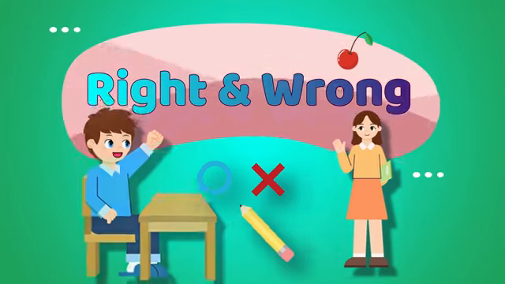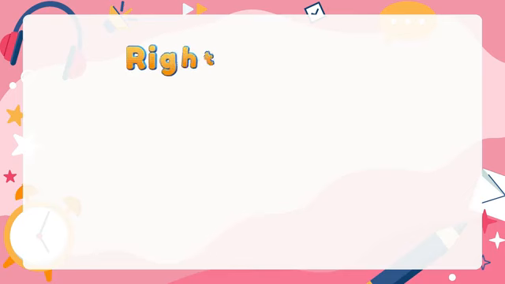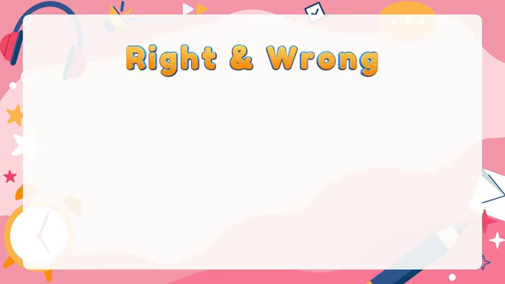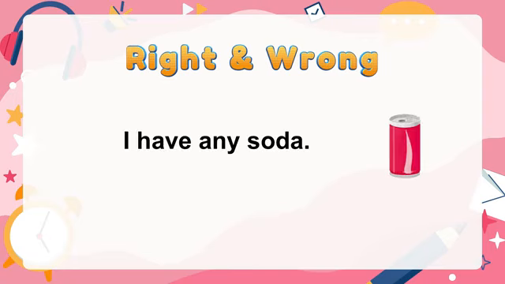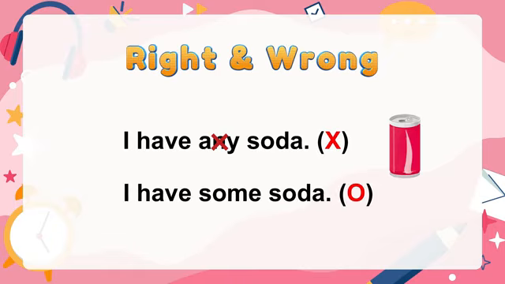Right and wrong. Now it's time for the right and wrong section. The first one says, I have any soda. This is wrong because you don't use any with a positive sentence. The correct answer is, I have some soda.